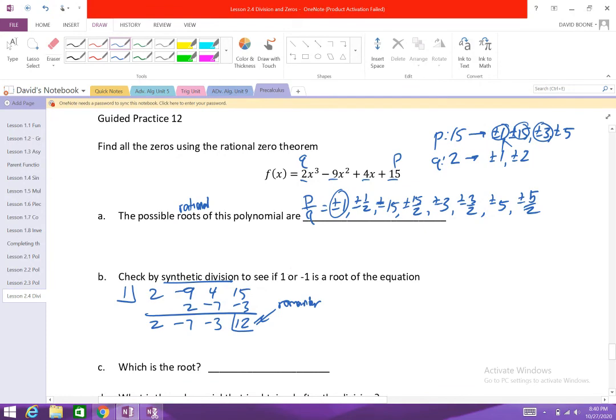Okay? So 1 is not a root. We can try negative 1. And we have 2, negative 9, 4, and 15. Draw the line, bring down the first one, multiply, which gives me negative 2, and add, so it gives me negative 11. Multiply here, gives me positive 11, add, it's 15, multiply, and add, gives me 0. That's good. I like that. I want that remainder of 0, because that will tell me then that negative 1 is a root. All right? So I know negative 1 is a root.